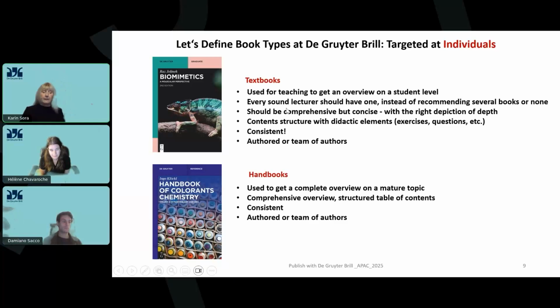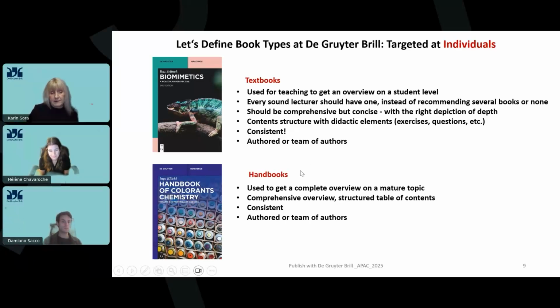We have textbooks. These are used for teaching. They are meant to give you an overview, and every sound lecturer should have one, instead of recommending several books which are not really targeted at his own lecture. They should be comprehensive but concise, with the right depth, because students have to learn. The content structure should have didactic elements like exercises and questions. They should be consistent, and they should be written by an author or a team of authors.